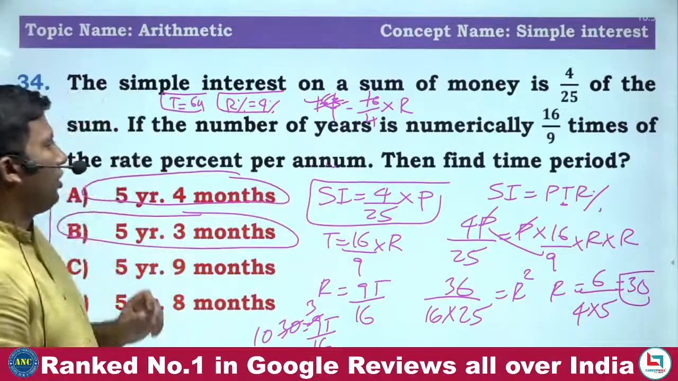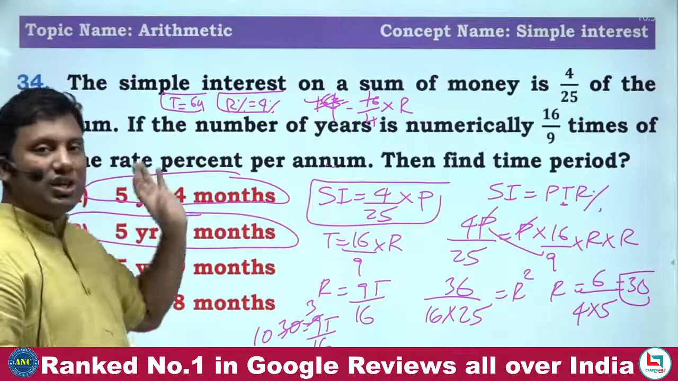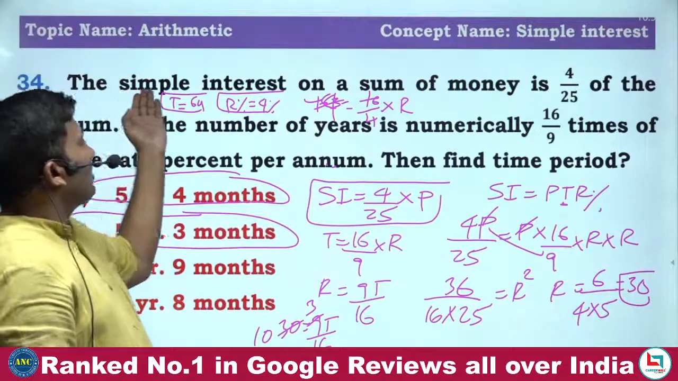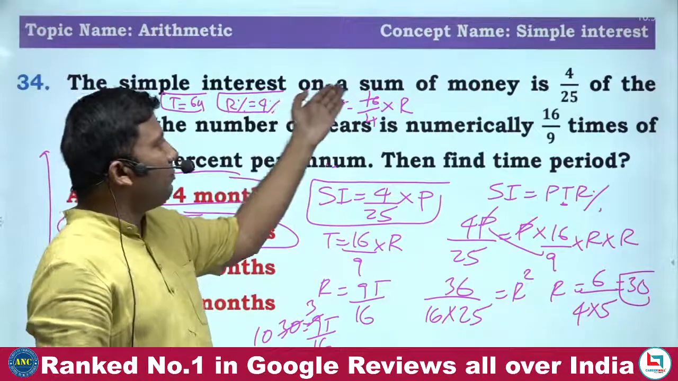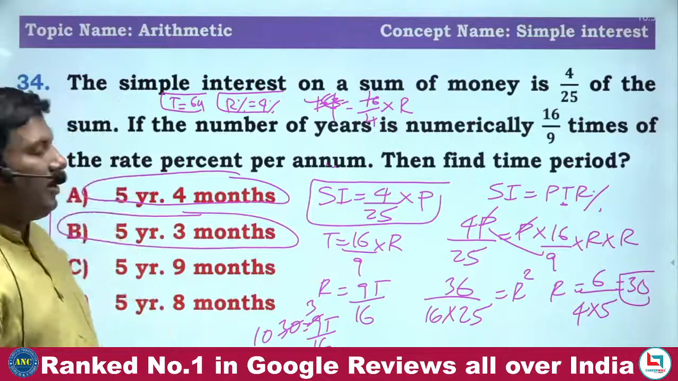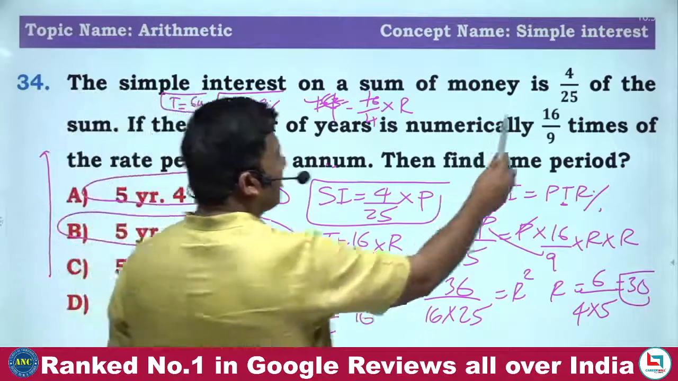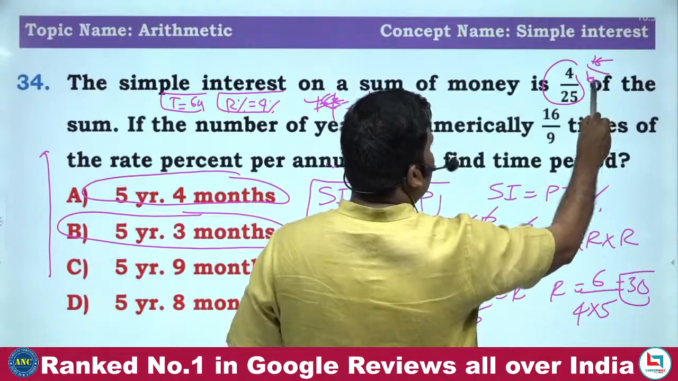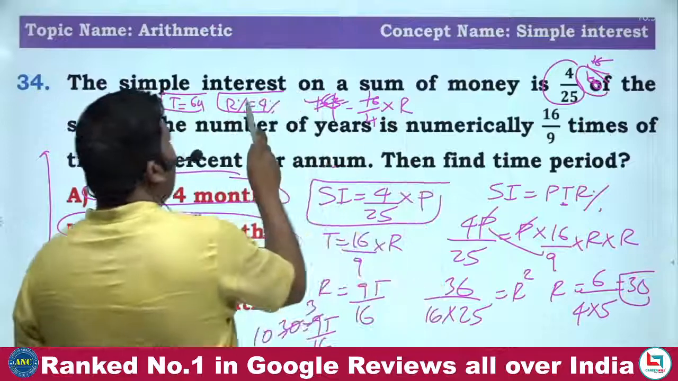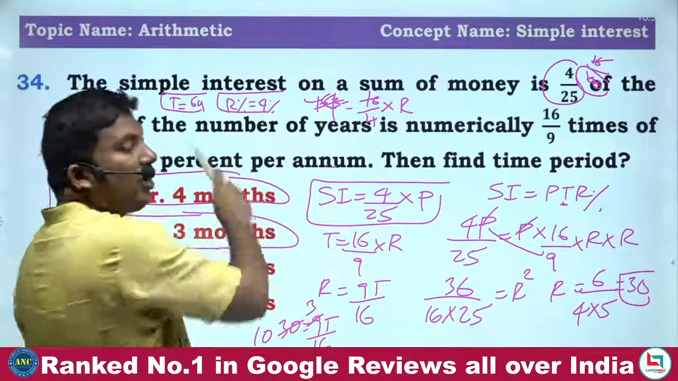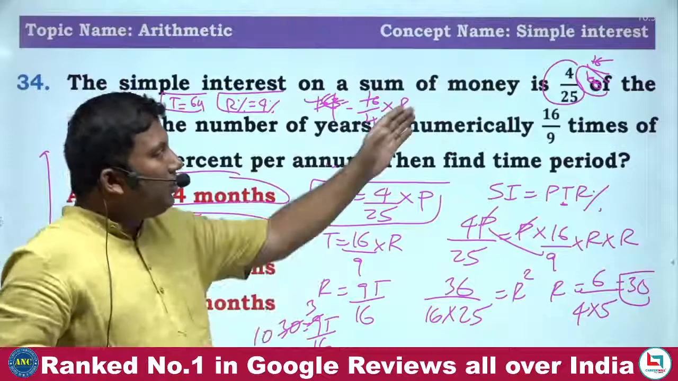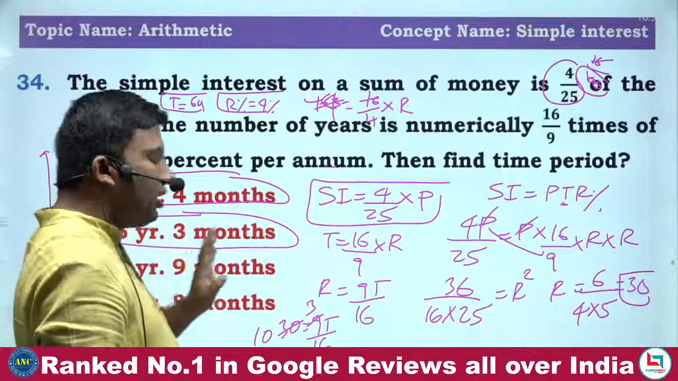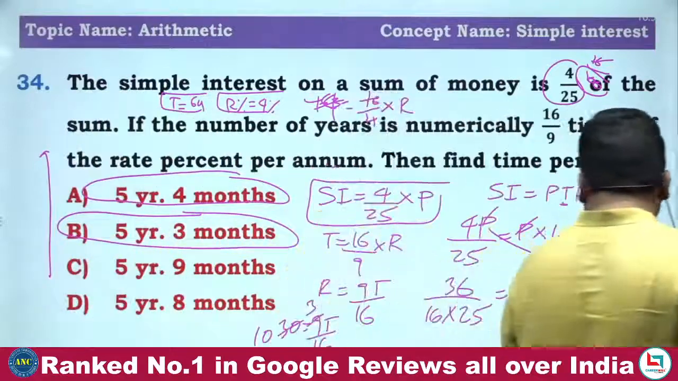If R is 4, what will be the T value? It is 64 months. So what is the question? It is given in the question: the simple interest on a sum of money is 4 by 25 of this sum. 4 by 25 will become 16 by 100. That means if the principal is 100, at 4% for 64 months, try to do it. You should get interest 16. If you are not getting interest 16, then my assumption is wrong. I hope the idea is clear.